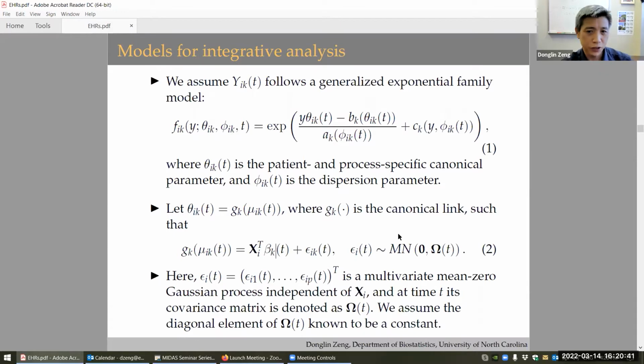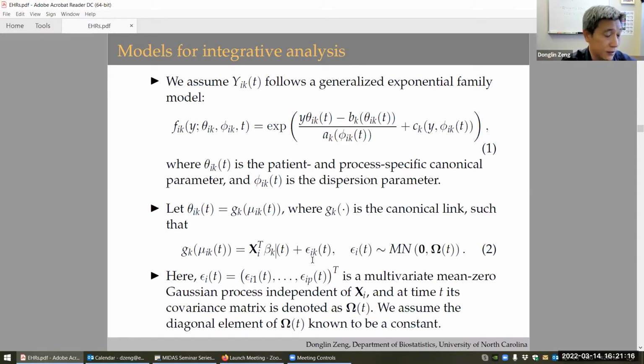So basically what we are assuming here is that each individual's longitudinal biomarker comes from what we call a generalized linear mixed effect model, but this mixed effect depends on the latent process epsilon t. This epsilon t is basically like a Gaussian process, you can think about it that way. Each biomarker has its own latent process, so if you have 10 biomarkers, you have 10 latent processes.